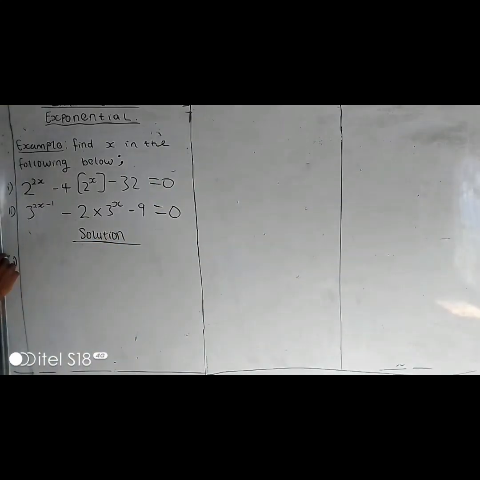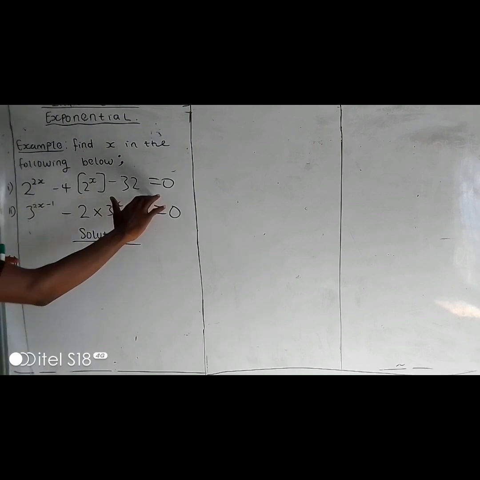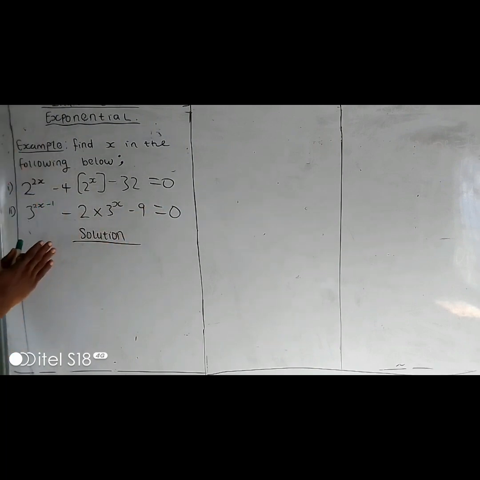Now we have 2 raised to the power 2x minus 4 into bracket 2 raised to the power x minus 32 equals 0. So how do we solve this question? You will see that they are trying to trick you, just like the former one we solved. That normal one we solved was a bit like this.